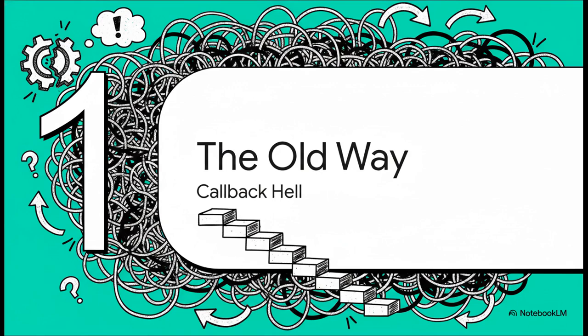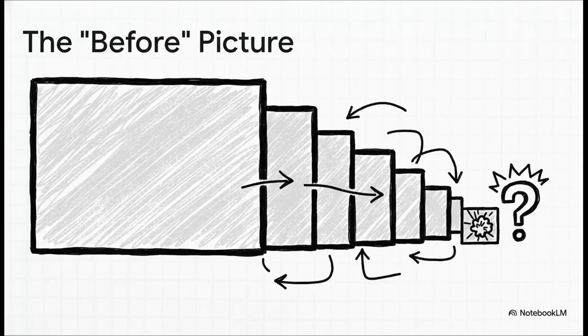Okay, so to really appreciate just how amazing the new way is, we have to take a quick trip back in time. Let's look at the old way, the world of asynchronous code before async await came to the rescue. So the classic method used what we call completion handlers, or callbacks. You'd pass a chunk of code, a closure, into a function, and it would run whenever the task finished.